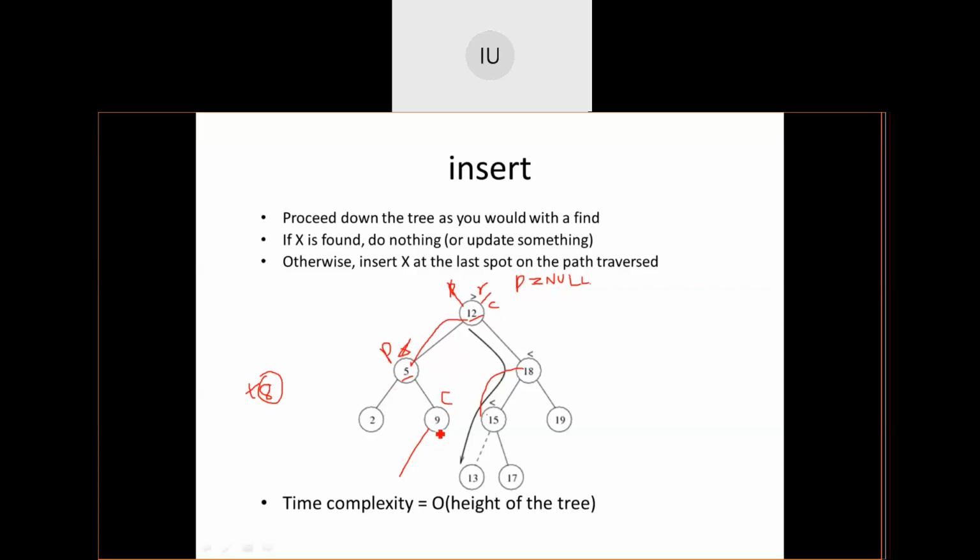So what will I do? Before moving current, I'll make sure previous comes to 9 and current moves to current arrow left. Current is equal to current arrow left. At this point, current has become null. So the while loop ends. Who is holding the address of the node to which the 8 has to be attached?